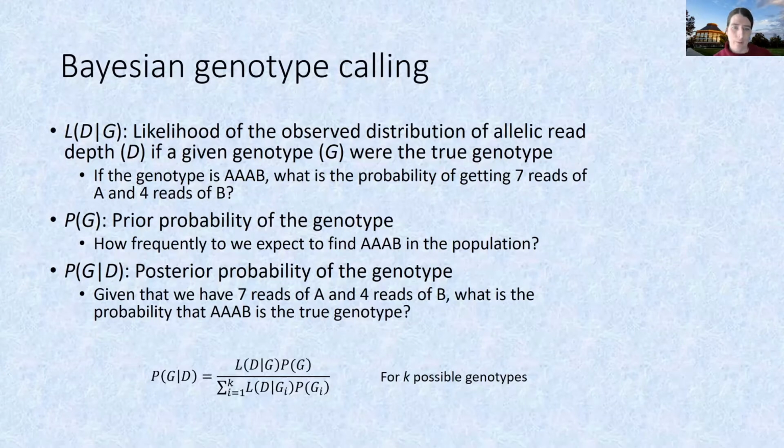The prior probability of the genotype is saying, assuming I didn't know anything about the reads that I'm seeing right here, how frequently do I expect to find AB in the population? And then you can put those together to calculate the posterior probability of the genotype, which is saying, I observed 7 reads of A and 4 reads of B. What is the probability that AB is the true genotype?